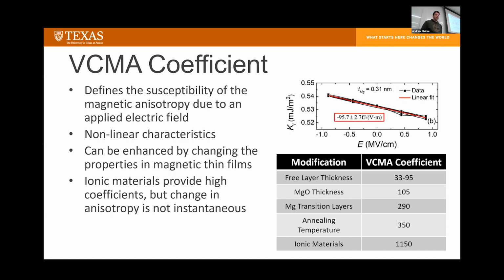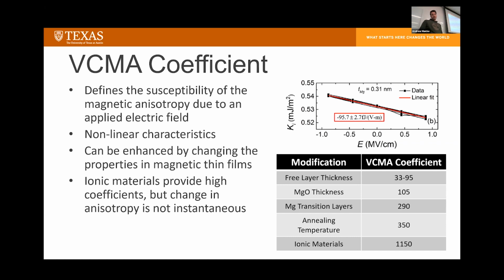You can also add Mg transition layers between the free layer and the MgO, which gives a higher coefficient and leaves fewer dead layers in the ferromagnetic material. You can also adjust the annealing temperature when you're creating the MTJ device.